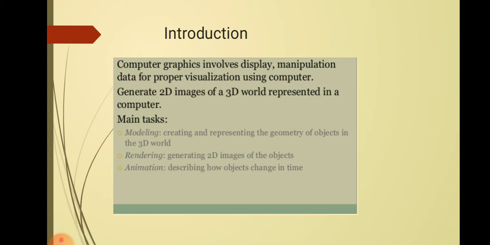First is modeling. Modeling means creating and representing the geometry of objects in the 3D world. Then rendering, this is generating 2D images of the object. Then animation is describing how objects change in time.